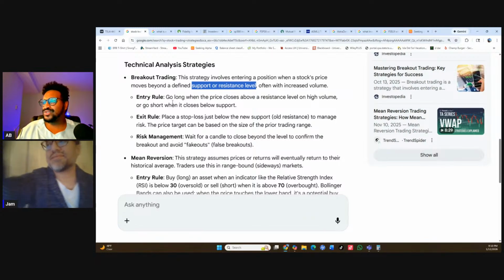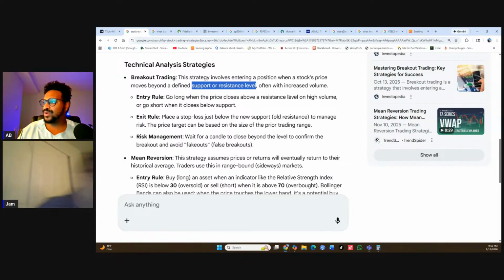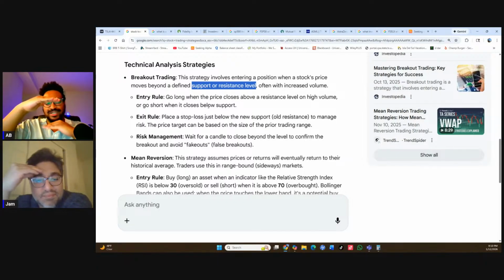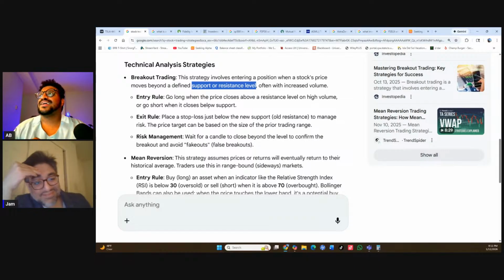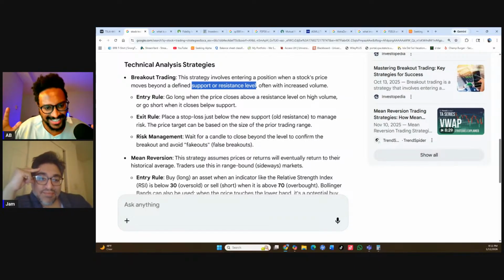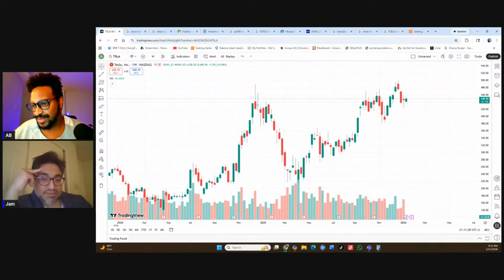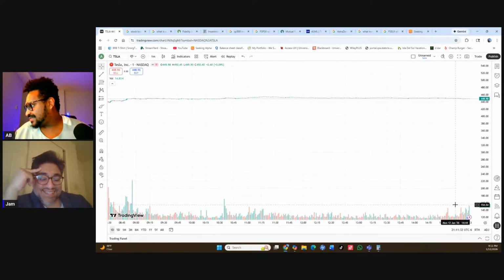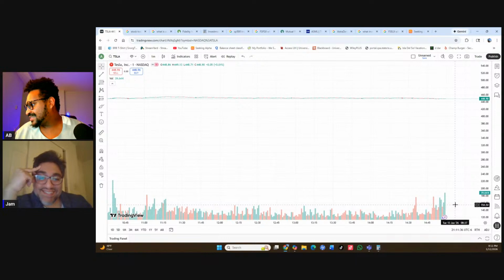All right. So entry rule: go long when the price closes above a resistance level on high volume, or go short when it closes below support. So support is at the bottom, resistance is at the top. You got to understand something though. During an active trading day, there are whales coming in with money, these Vanguards of the world, and those people really be moving that stock for real. I was watching Tesla today. Let's go back to Tesla because this is my stock. You know they sold more Teslas than RAV4.